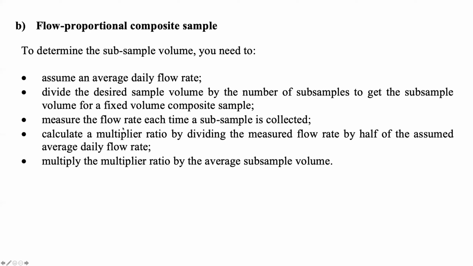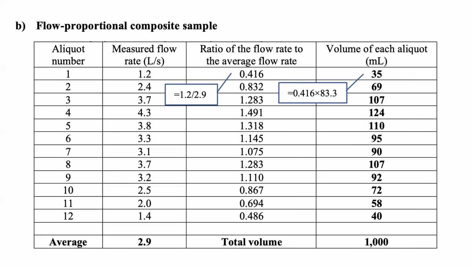While you're sampling, you will measure the flow rate each time a subsample is collected and calculate a multiplier ratio by dividing the measured flow rate at that instant by half of the assumed average daily flow rate. And then we're going to use that multiplier ratio to multiply it by the average subsample volume to get our sample volume at each time point.